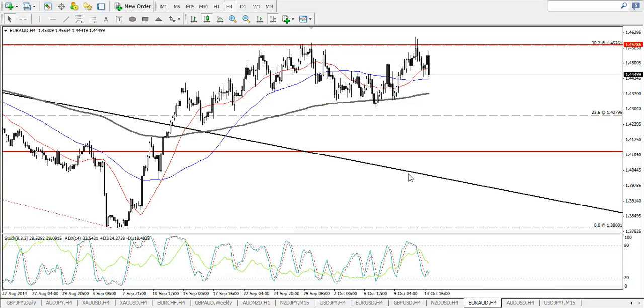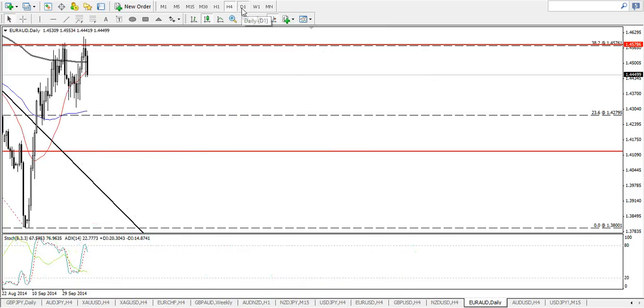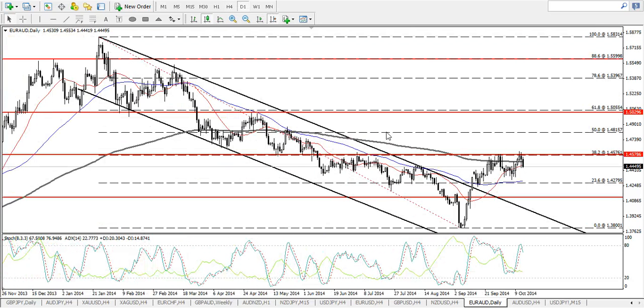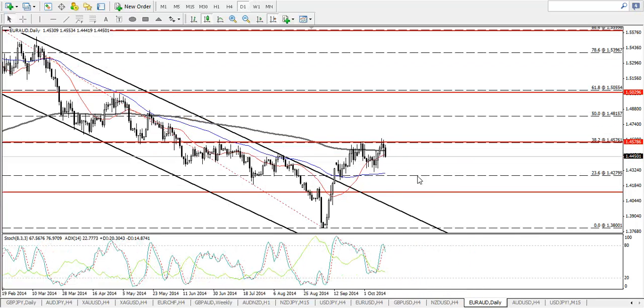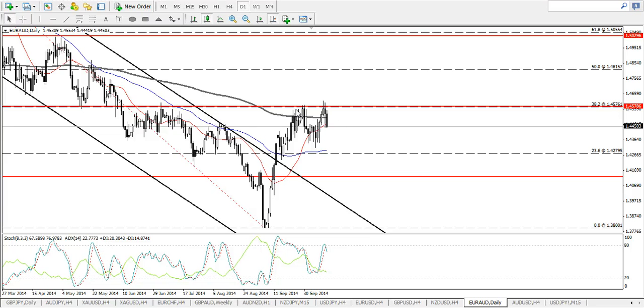So another pair that I would like to look at is the euro against the Australian dollar. This is a daily chart. We can see the price came down, there is a falling trend channel, and then it breaks upwards and got resisted at the Fibonacci retracement level of 38.2%, which is the price of 1.4576, and then we see the price is being resisted and about to continue to fall.